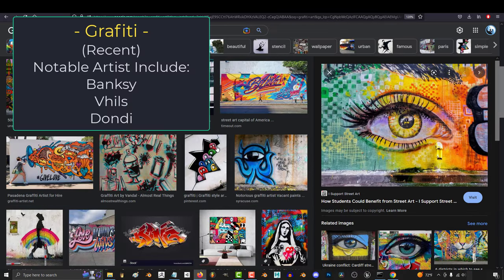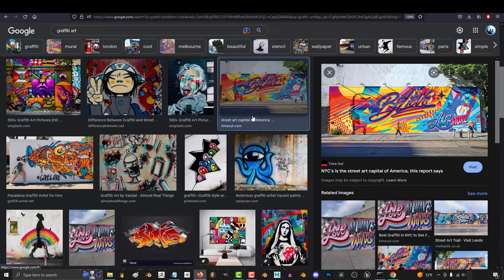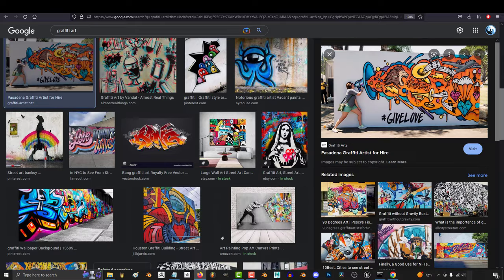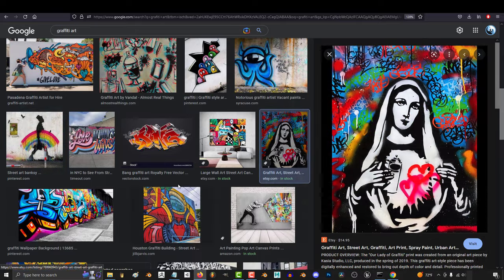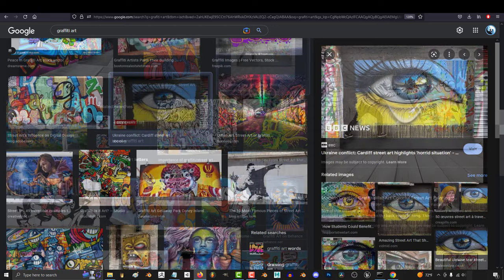Graffiti. While generally known for being painted on public walls and considered vandalism by many, it's often colorful, unrefined, and raw. Regardless of the legality of it, it's a popular style and is constantly evolving.